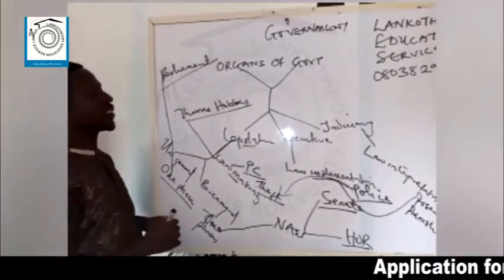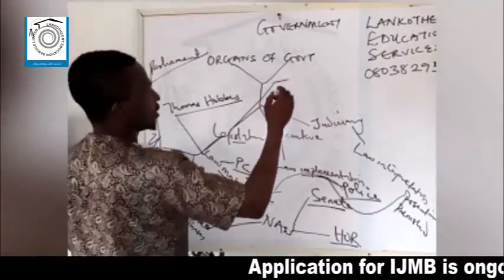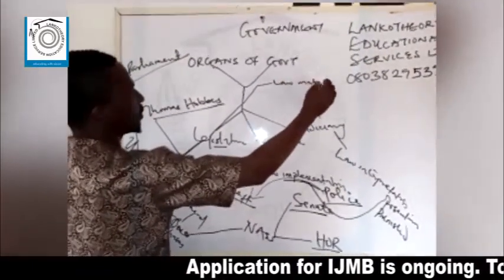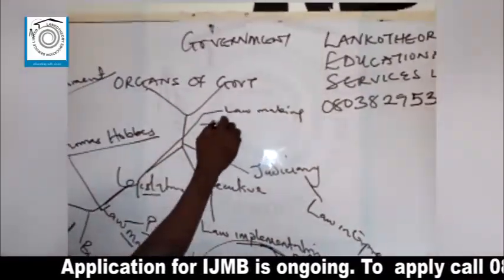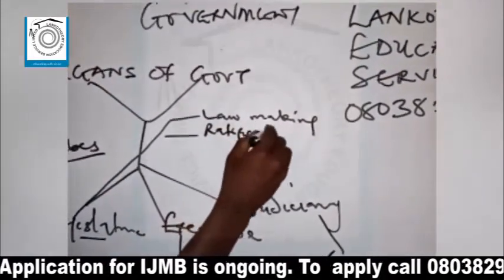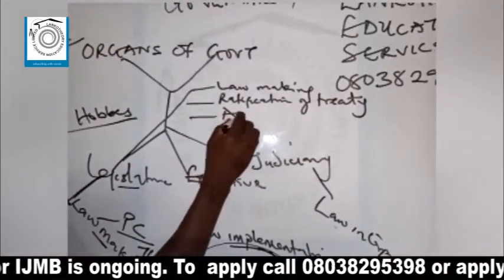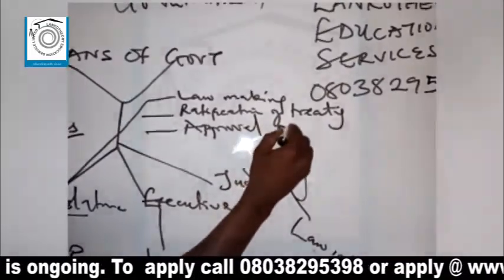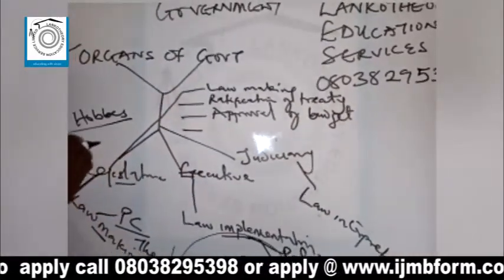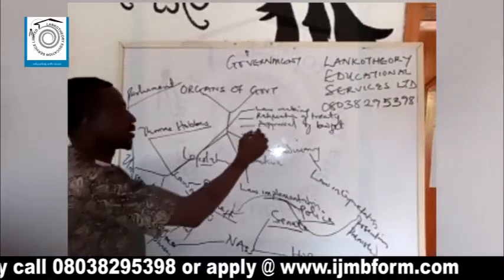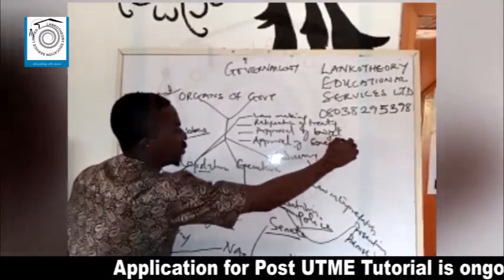Now, briefly, we examine the functions of these organs of government. Like I've said earlier, the first function of the legislature is lawmaking. Aside from making law, they perform other functions, and these functions equally include ratification of treaty. They equally approve budget. Last one is approval of executive nominees.